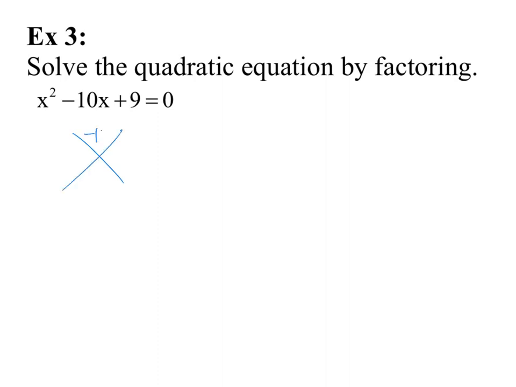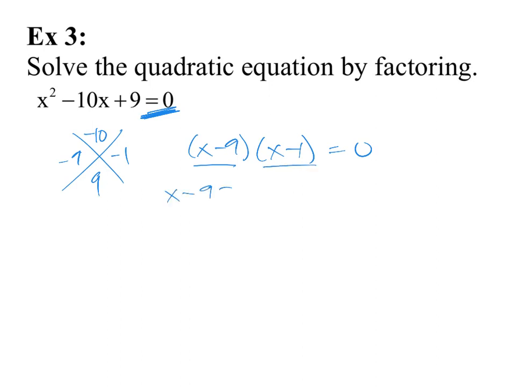Got to find two numbers that add up to -10 and multiply to give me 9. That would be -9 and -1. So I factor now. But here I'm working with an equation. It's equal to 0. Okay? So since I'm working with an equation now, I could solve for the values of x. I set each factor equal to 0.